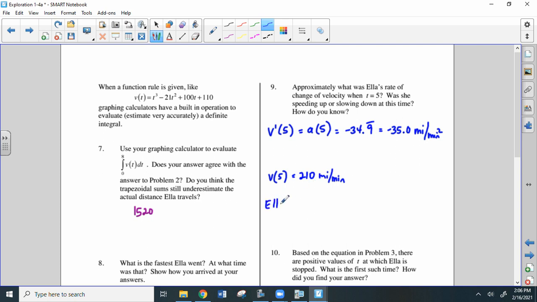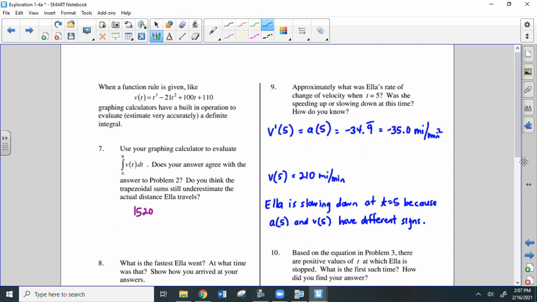All right, so this goes back to something that we've talked about pretty good. I mean, it's been a while, okay? So just, again, trying to always throw in some review. So Ella is slowing down at t equals 5 because, how do we know? Because a of 5, acceleration at time 5, and velocity at time 5 have different signs. Remember, if they had the same sign, she would be speeding up. Okay, so hopefully you remember that.